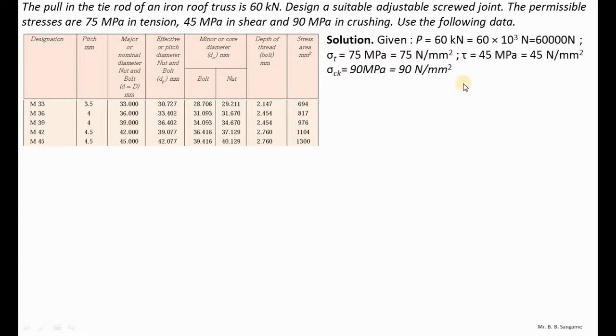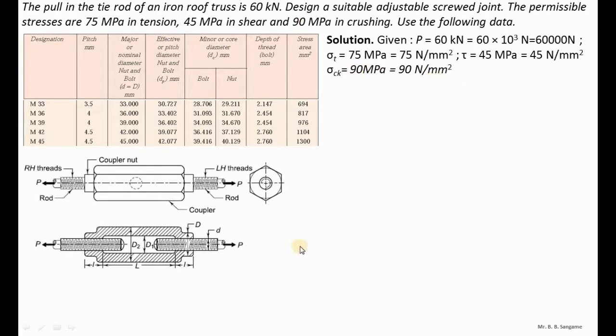In the problem we have an axial pull type of load of 60,000 Newton. Permissible stress in tension 75 Newton per mm square, permissible stress in shear 45 Newton per mm square, and permissible stress in crushing is 90 Newton per mm square. So here you can see the figure of turnbuckle.